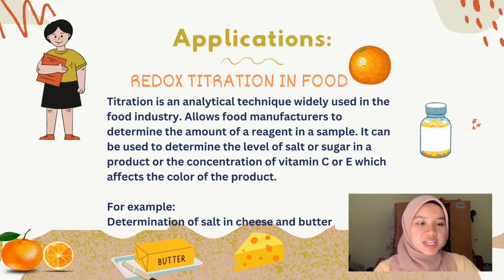Titration is an analytical technique widely used in the food industry. It allows food manufacturers to determine the amount of reagents in a sample. It can also be used to determine the level of salt or sugar in a product or the concentration of vitamin C or E, which affects the color of the products. For example, determination of salt in cheese and butter.